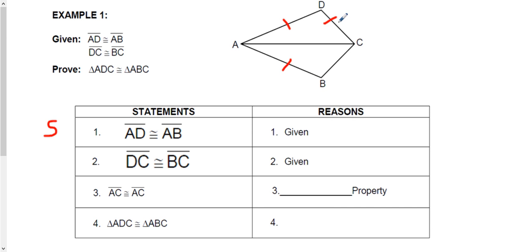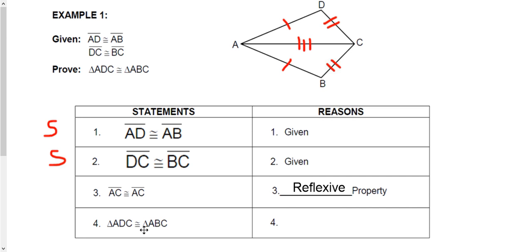DC is congruent to BC. We've got another side. And again, these are a little bit easier when they put in some things for you. They've already put in the next statement: AC is congruent to AC. If you remember, this is called the reflexive property. That is the reason we can write that statement, okay? The reflexive property.